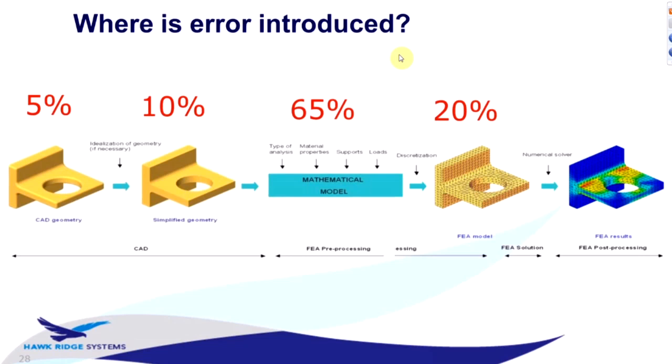But it turns out that most of the error really comes from the setup, what we call the mathematical model. All of those assumptions we're making on the materials and how the model is supported or what the loading conditions are, that's where most of those discrepancies will typically come from. And really the inherent error to the program, which would really just be the rounding error in the solver, is minimal. It's less than 1%, if anything.